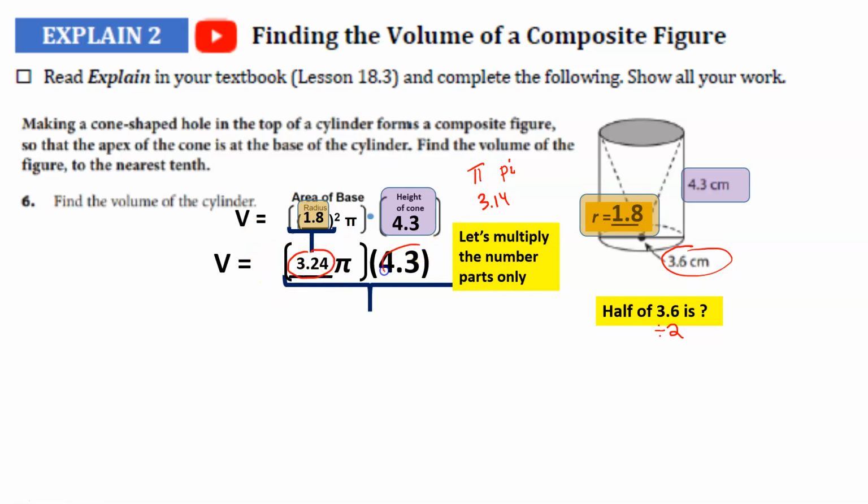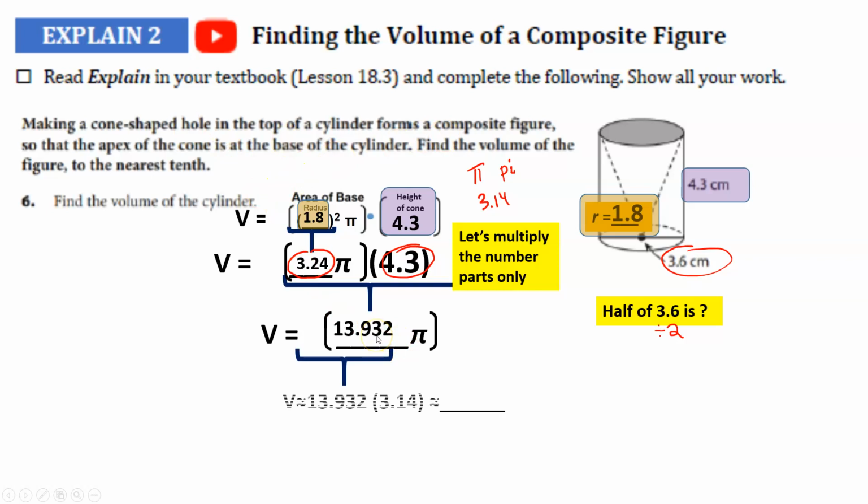3.24 and 4.3. Go ahead and take a moment right now and multiply that out. Notice how I still brought down my pi symbol. My volume would be about 13.932. If you rounded it, that's fine too, because it's going to ask us to round eventually.